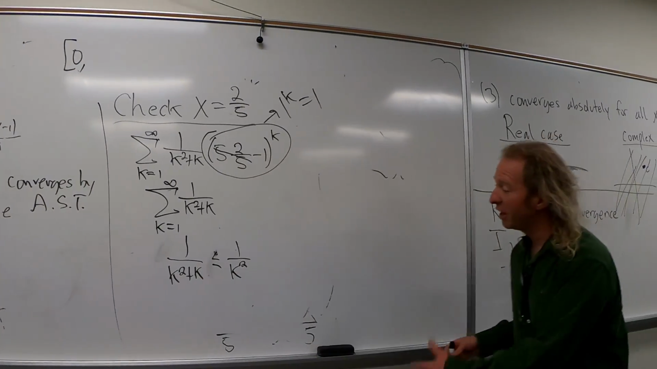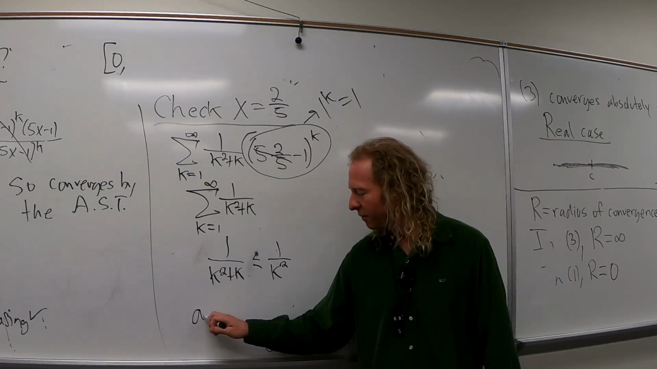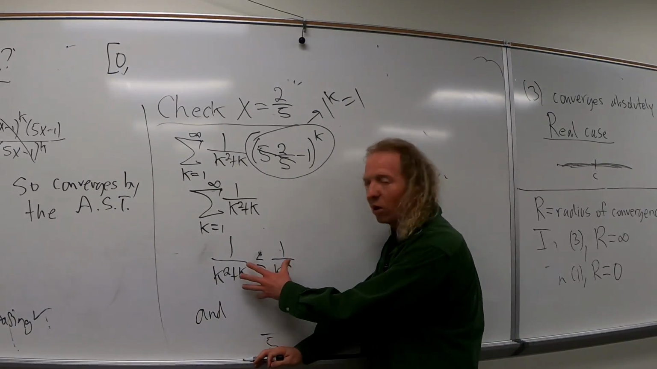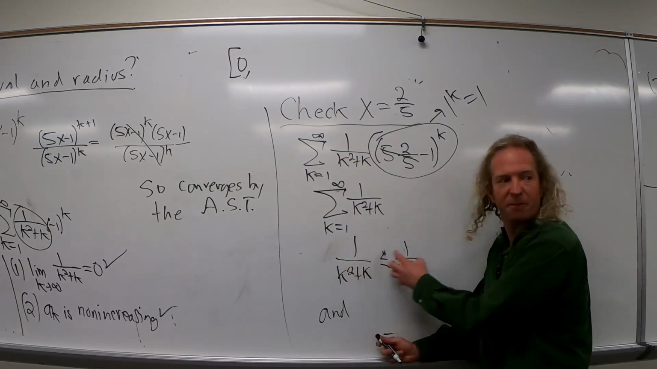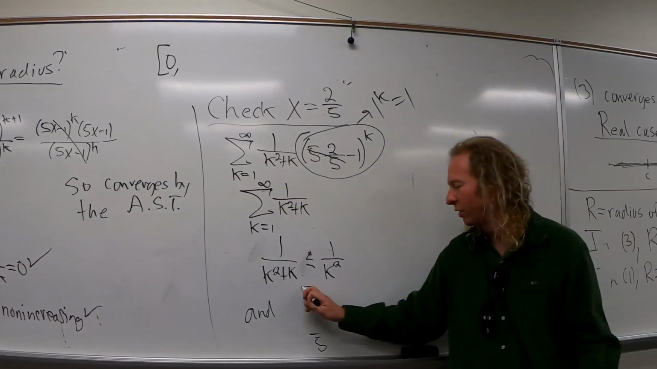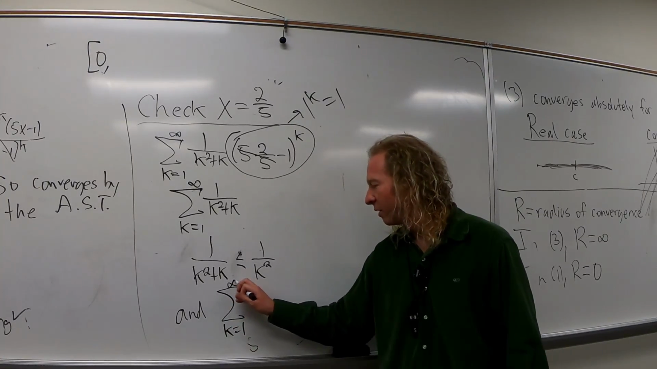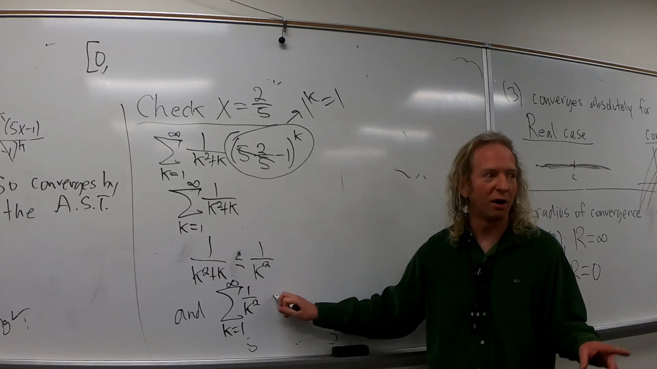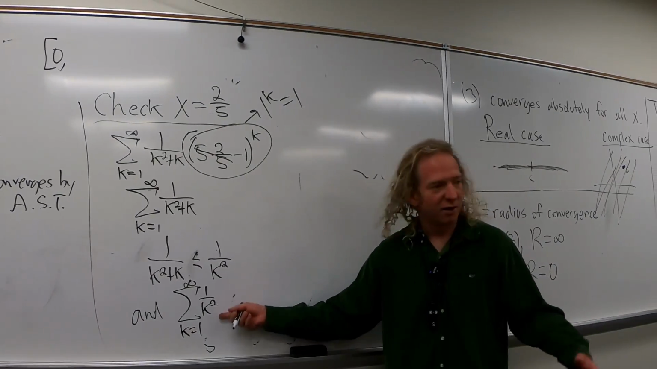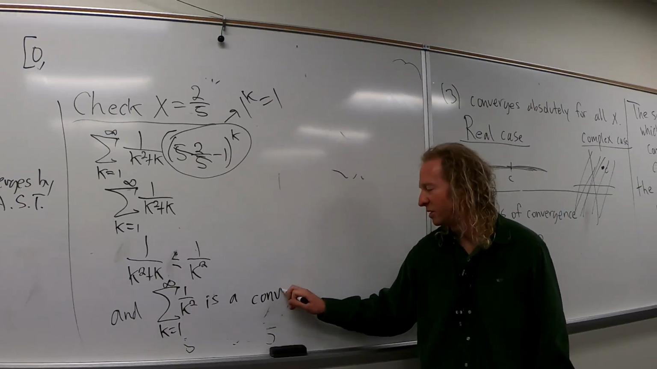Then you have to explain why the sum of these terms converges. By the way, this inequality is true, because this fraction is smaller than this one: you're dividing by more over here. Good. And then this sum, k equals 1 to infinity of 1 over k squared, is a convergent p-series, because p is greater than 1.